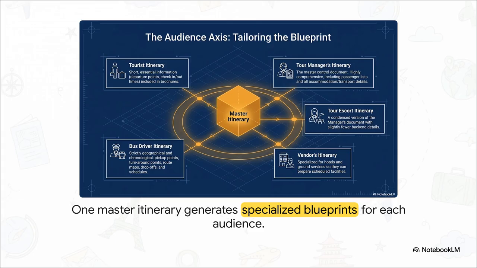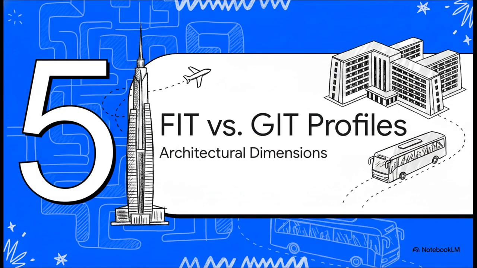The tour manager needs absolute to-the-minute control over passenger lists, and vendors need highly specific schedules just to prep their facilities. It's this incredibly, perfectly synchronized network of documents. Section 5. FIT versus GIT profiles.